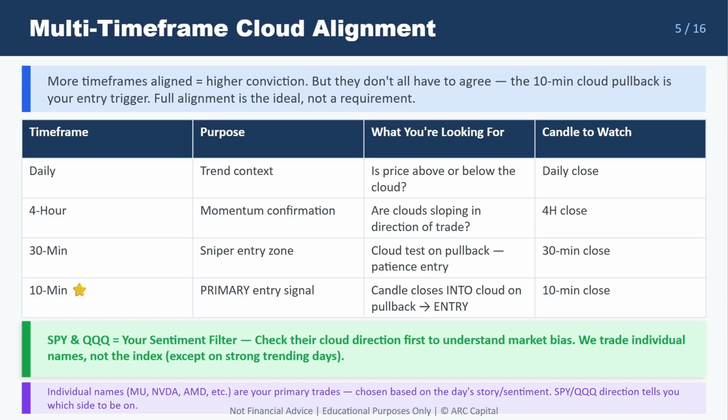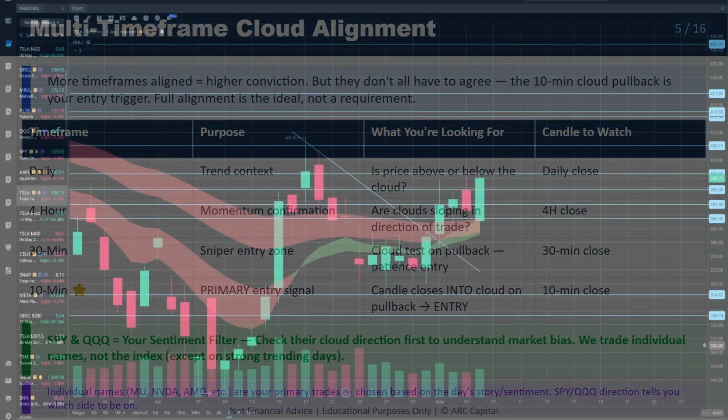Can you show an example? Yes. I'll show an example right now. Let me switch my screen right here. Perfect. You guys can see my screen, correct?